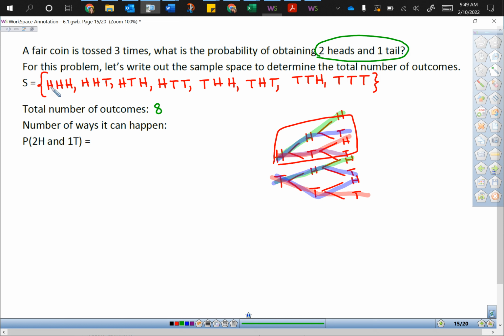So if I come here, that's 3 heads, that doesn't work. 2 heads and 1 tail, that's 2 heads and 1 tail. It doesn't say what order. That's 1 heads and 2 tails, that doesn't work. 2 heads and 1 tail, 2 tails, 1 head, 2 tails, 1 head, 3 tails. So how many different ways can that happen? 3. Now the probability of getting 2 heads and 1 tail is 3 over 8.